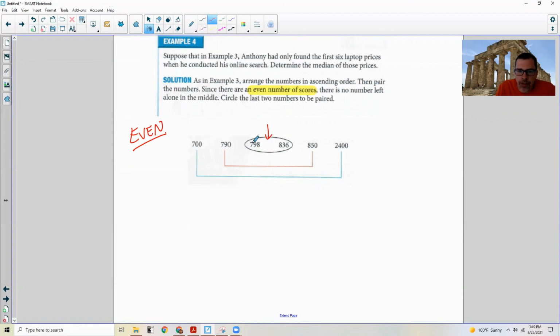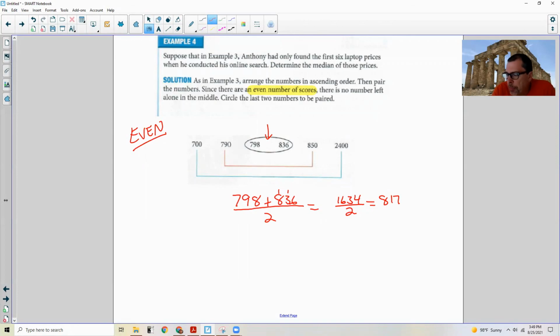Well, which one is it? 798 or 836? Well, when this happens, we take the mean of the middle 2 numbers. So you would take 798 plus 836 and divide it by 2. That's 8 and 6 is 14, carry the 1, 9, 10, 11, 12, 13, carry the 1, 15 and 1 is 16, divided by 2, and that will equal 8, 1, 7. Okay, so the median is $817.